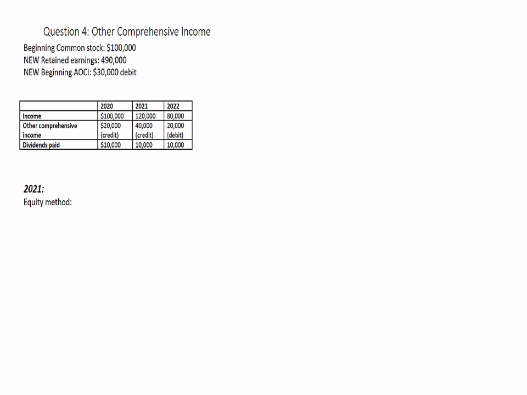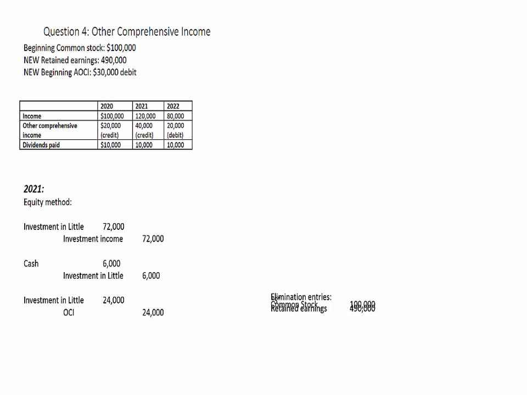In any event, we do our equity method entries. Income, our share of the reported $120,000. Dividends, our share of the $10,000 in dividends. And then our other comprehensive income from our investment. Again, Little has a $40,000 credit to other comprehensive income, our share of that is $24,000. They have OCI, we have OCI.